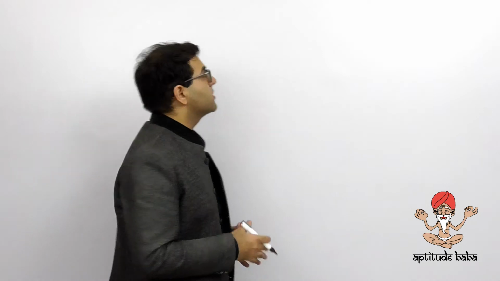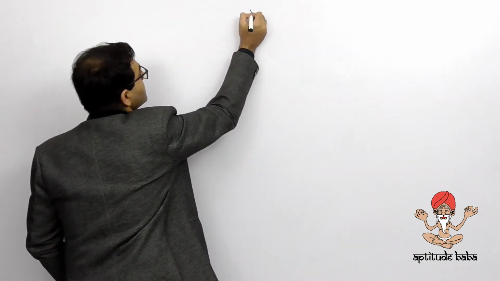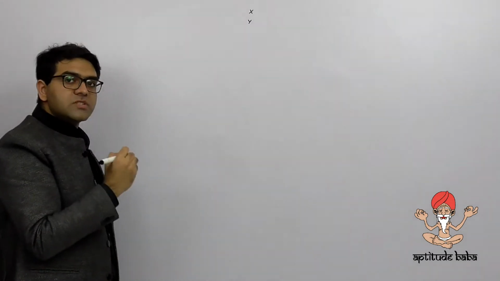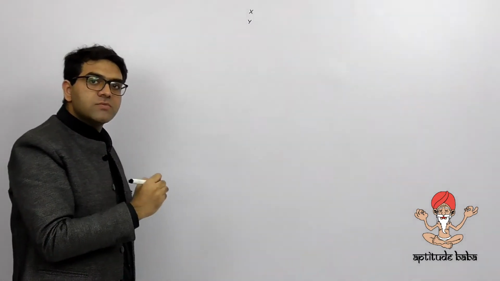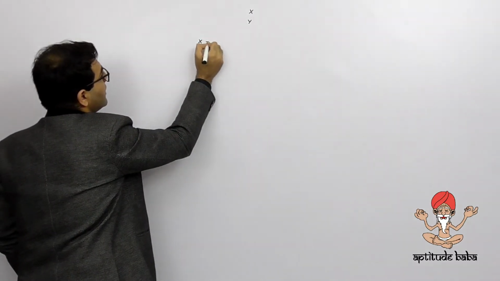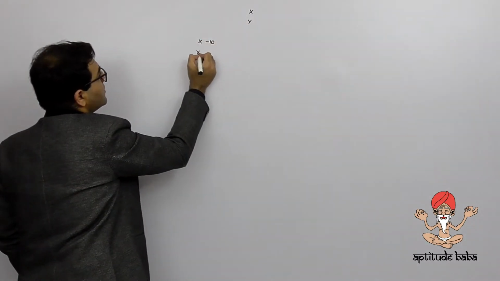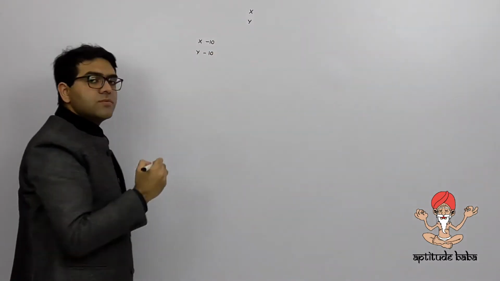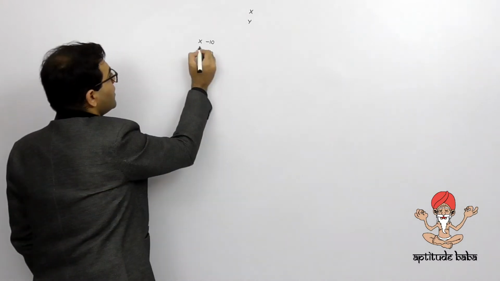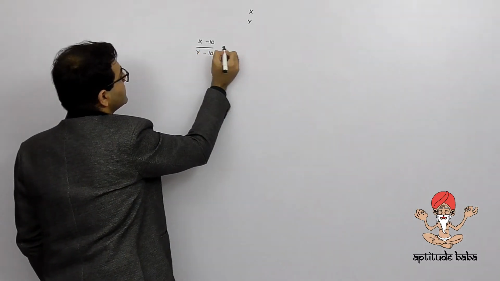Most of the students begin this question by supposing the present age of Kaushik and Kaustubh as x and y. Now, if you are taking the present age of Kaushik and Kaustubh as x and y, then 10 years ago, their ages would end up becoming x minus 10 and y minus 10. As per my given question, the ratio of their ages 10 years ago was 2:5. So if I compare these two ages, what I get is 2:5.